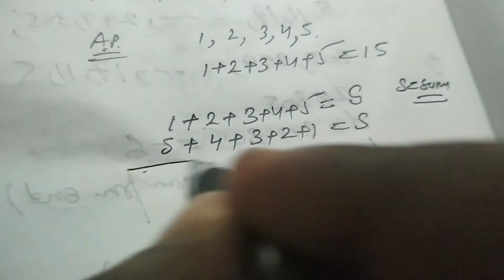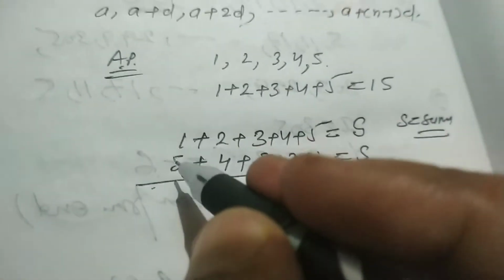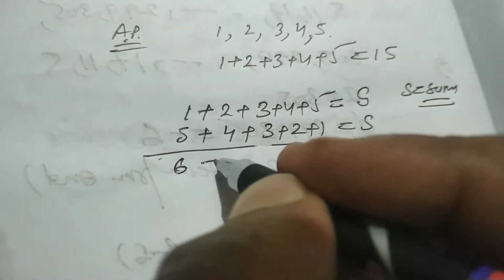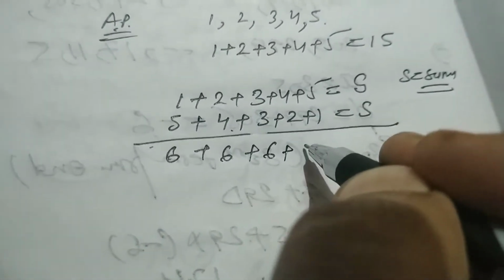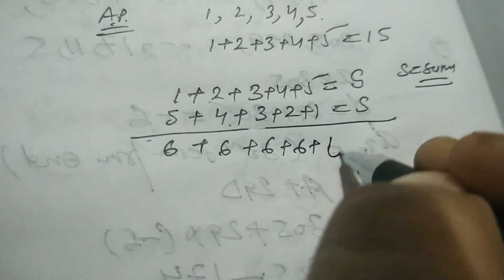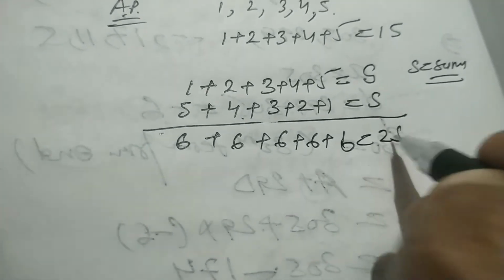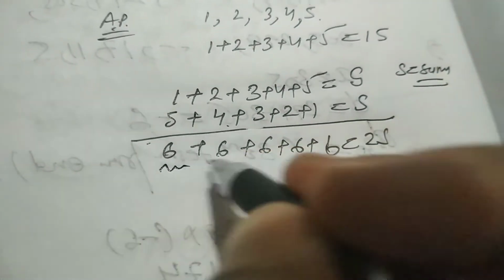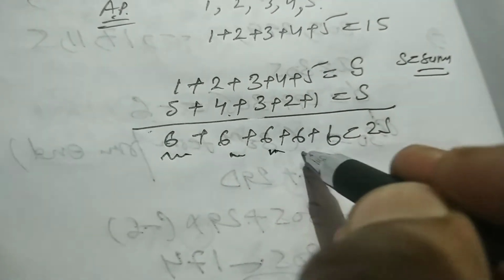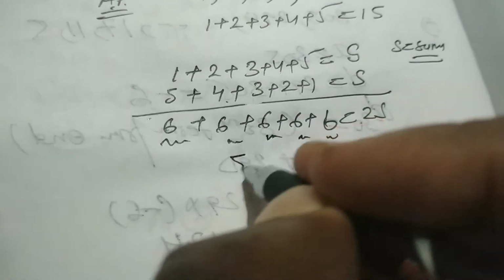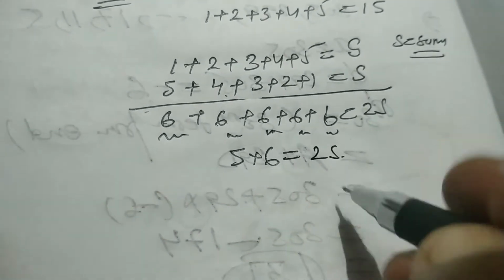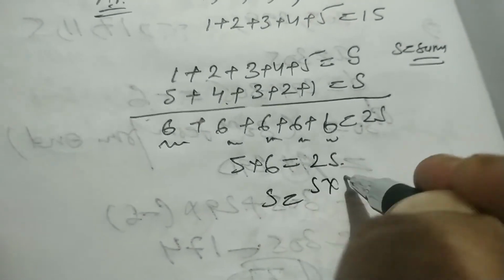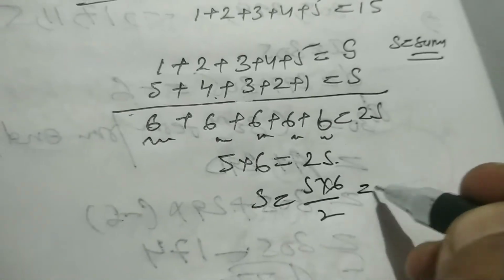Look at this. If you add them, we get 5 plus 1 is 6, 4 plus 2 is 6, 3 plus 3 is 6, 4 plus 2 is 6, 5 plus 1 is 6, and this is S plus S, that is 2S. Now the 6 appears 5 times. So 5 into 6 is 2S, so S is equal to 5 into 6 upon 2, that is 15. So that is the rule.